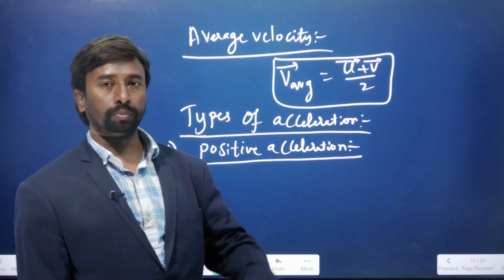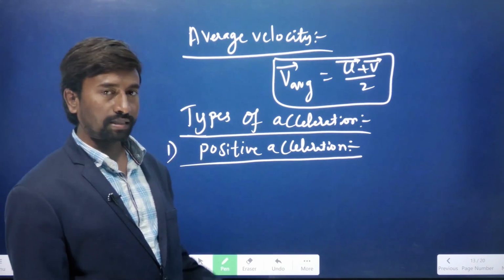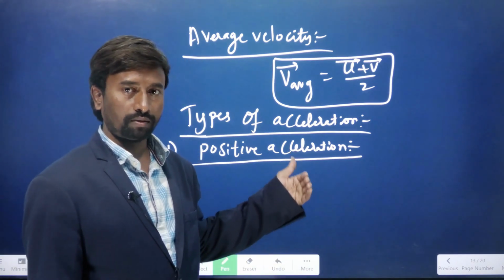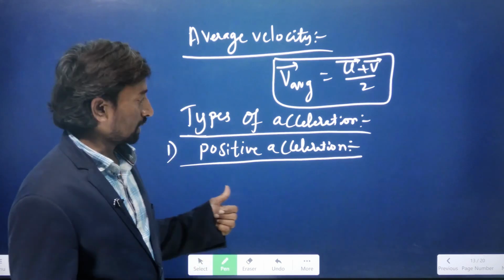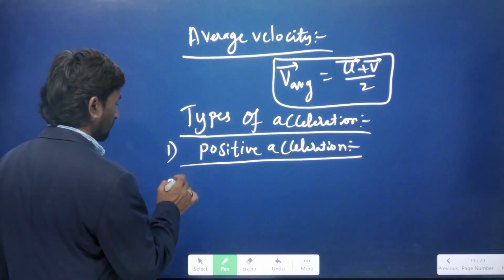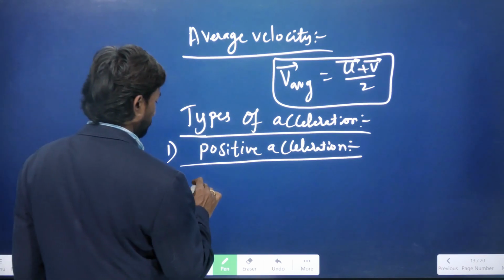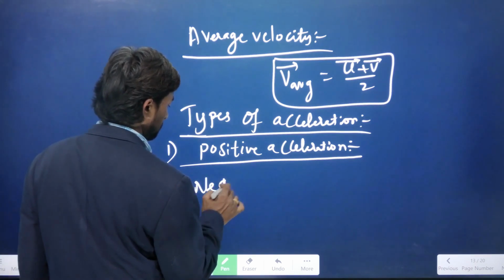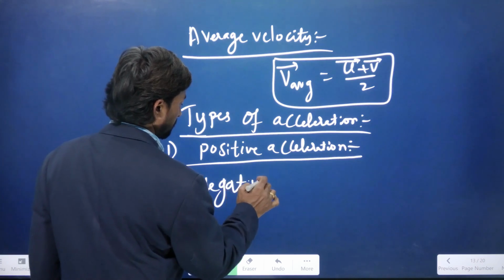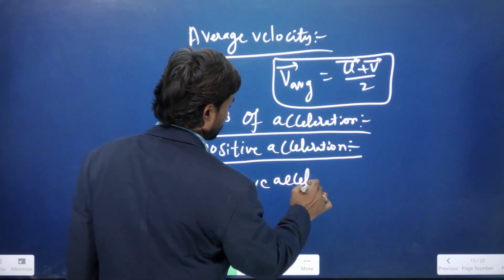If the body is going to stop, then the velocity decreases, so we get a negative acceleration. That acceleration is also called deceleration or retardation. Okay, so next one is negative acceleration.